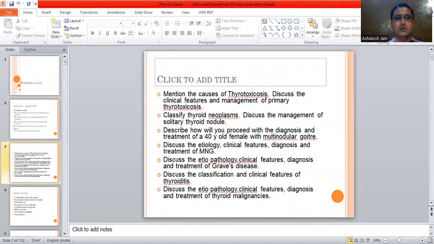Then some of the important questions which can be asked in the examination are: mention the causes of thyrotoxicosis, discuss the clinical features and management of primary thyrotoxicosis, classify thyroid neoplasms, discuss the management of solitary thyroid nodule, and some others. Another important one is: discuss the etiology, clinical features, diagnosis and treatment of Graves' disease.